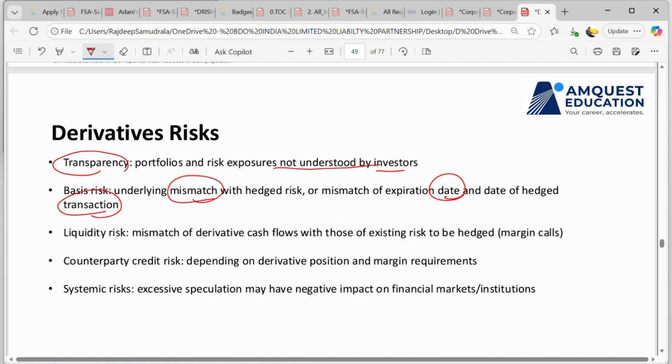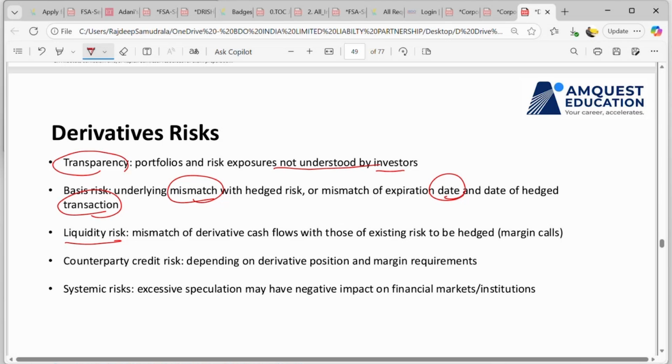Clear? So that's called a basis risk and a mismatch. Then you have liquidity risk. Liquidity risk is where the instrument cannot be easily liquidated and exactly matched with the outflows.